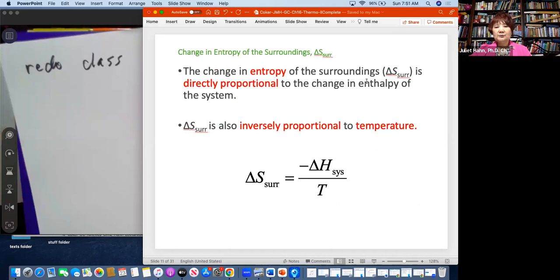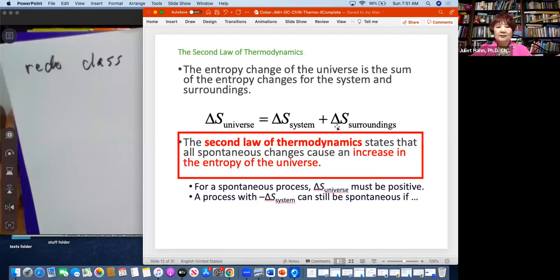So the entropy of the surroundings is directly proportional to the change in the enthalpy of the system. So the entropy of the surroundings is inversely proportional to temperature, and is directly proportional to the enthalpy of the system. The entropy of the universe is equal to the entropy of the system plus the entropy of the surroundings.